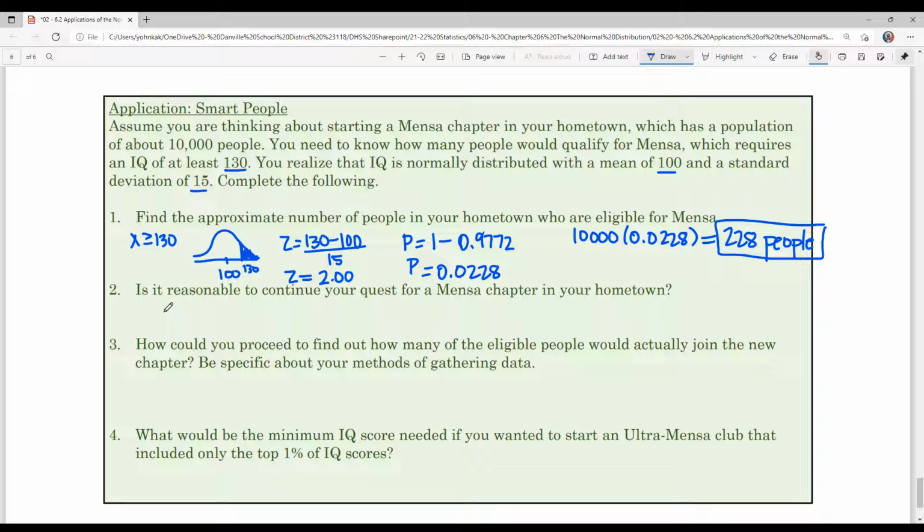So, is it reasonable to continue your quest for a Mensa chapter in your hometown? Well, are you going to have 228 people in your hometown? I mean, that seems like a pretty high number of super smart people to start this Mensa chapter. So, I'm going to say no, it does not seem reasonable. That's a lot of people to have to recruit. It does not seem reasonable to find that many people.